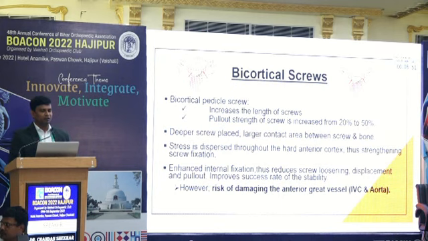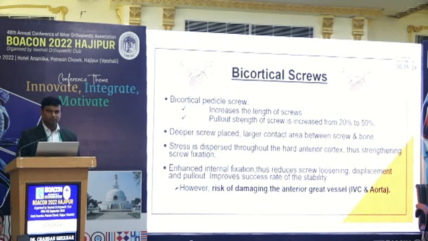So why did bicortical screw fixation come into existence? First of all, it increases the length of the screw. Second, cadaveric studies have shown that the pull-out strength of the screw is increased by 20 to 50%. It gives deeper screw penetration and a larger contact area between screw and bone, with stress dispersed through the hard anterior cortex, thus strengthening the screw fixation. It enhances the internal fixation, thus reducing screw loosening, displacement and pull-out. It improves our success rate of stability.